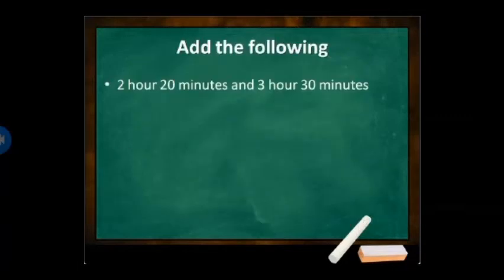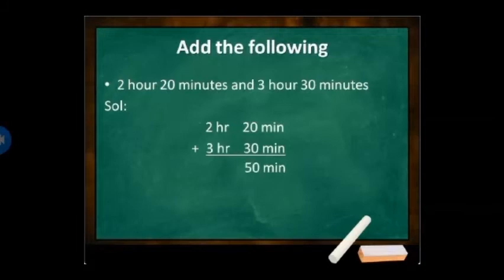Now we will add the timings. The question is 2 hours 20 minutes and 3 hours 30 minutes. So here we are adding 2 hours 20 minutes and 3 hours 30 minutes. First we'll add the minutes. 20 plus 30 is 50 minutes. 2 plus 3 hours is equal to 5 hours. So the answer is 5 hours 50 minutes.